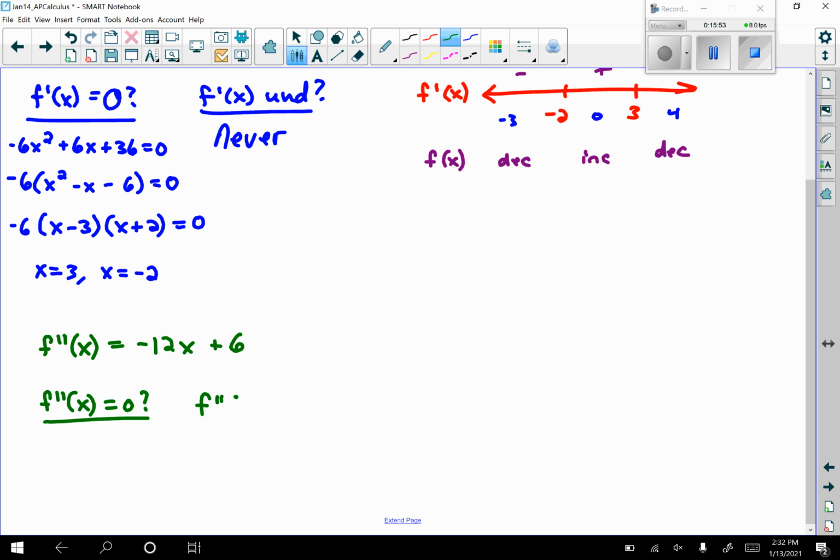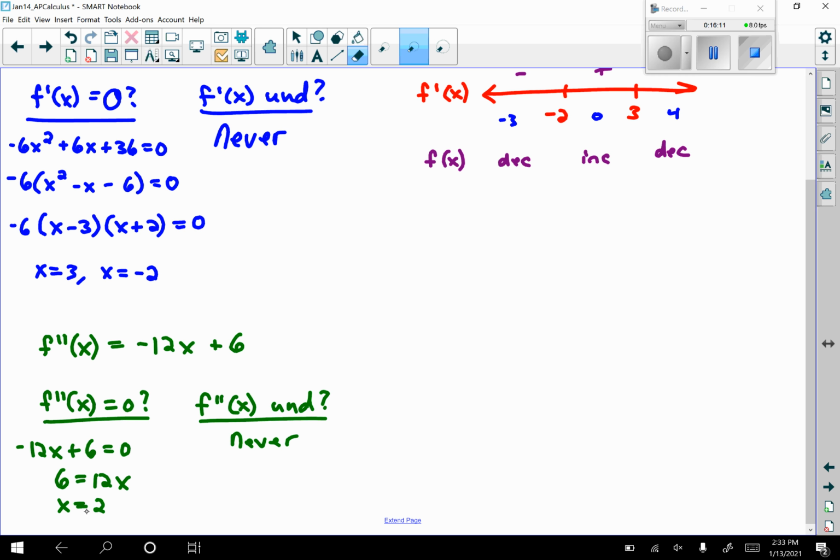And is our second derivative undefined? Again, undefined is never for this example. But here we'll set negative 12x plus 6 equal to 0. So 6 will equal 12x, and x is going to equal 1/2. So we have a critical number here. Divide by 12. So our critical number is 1/2.